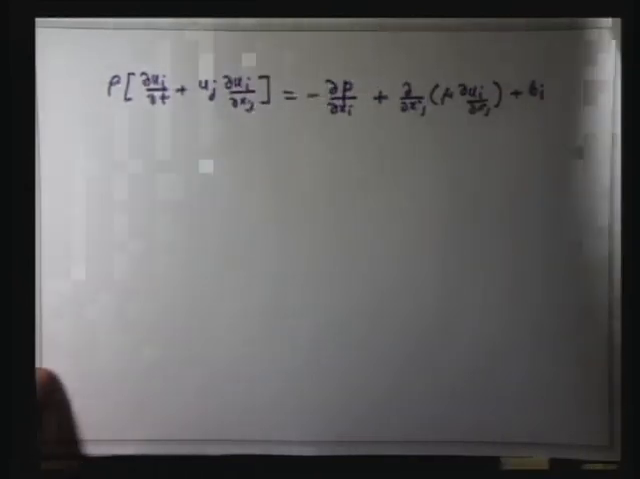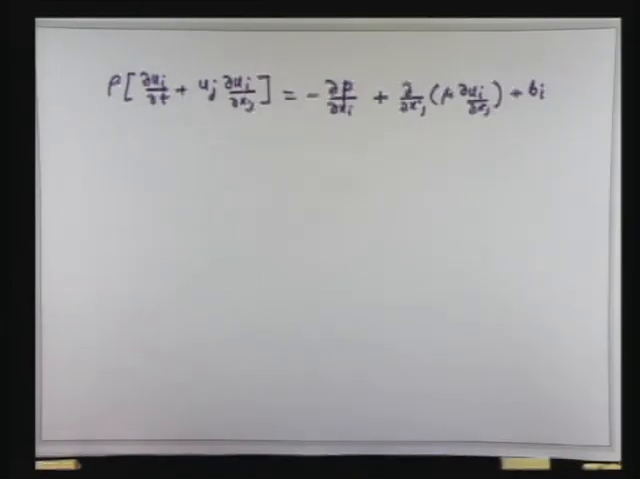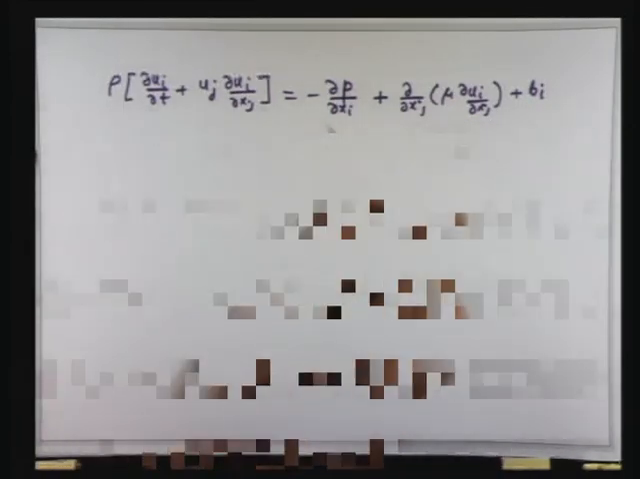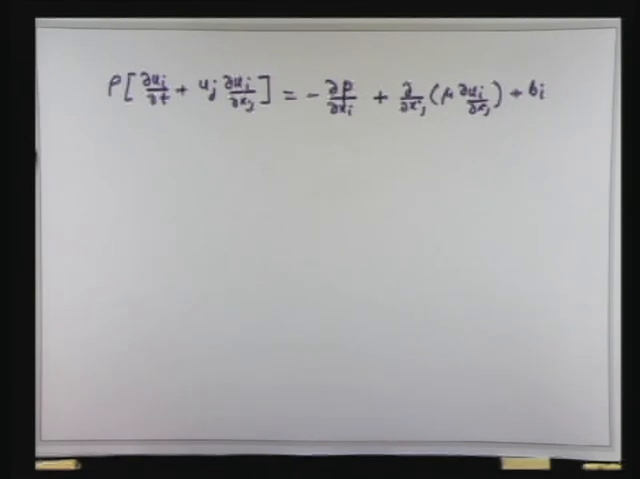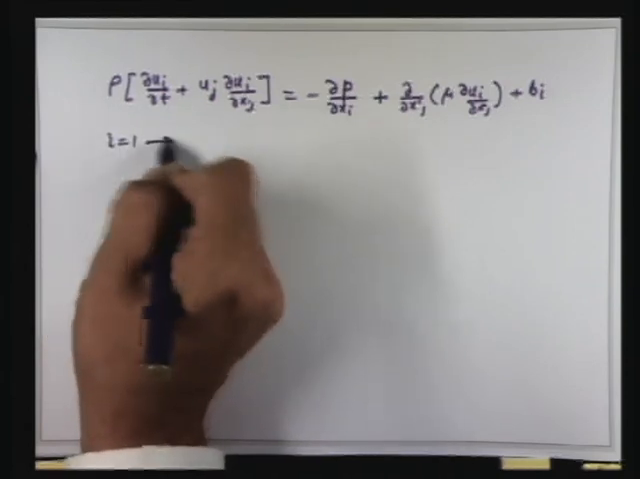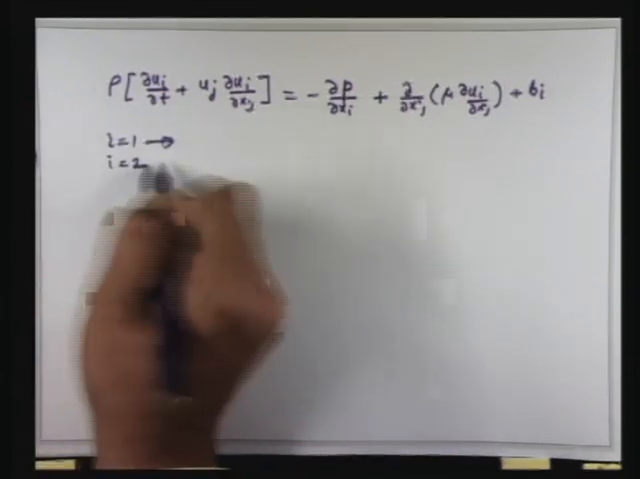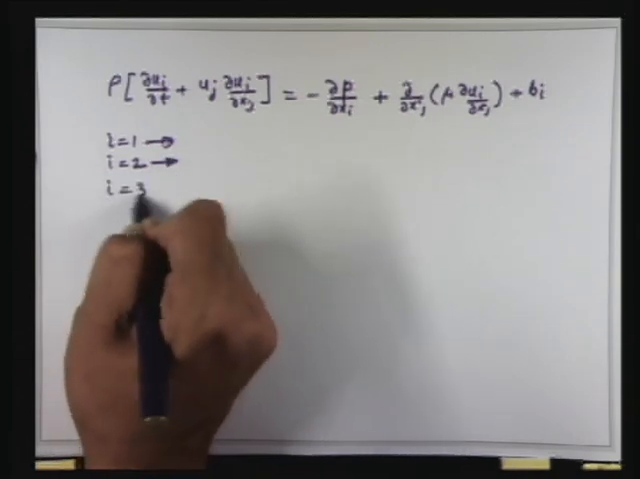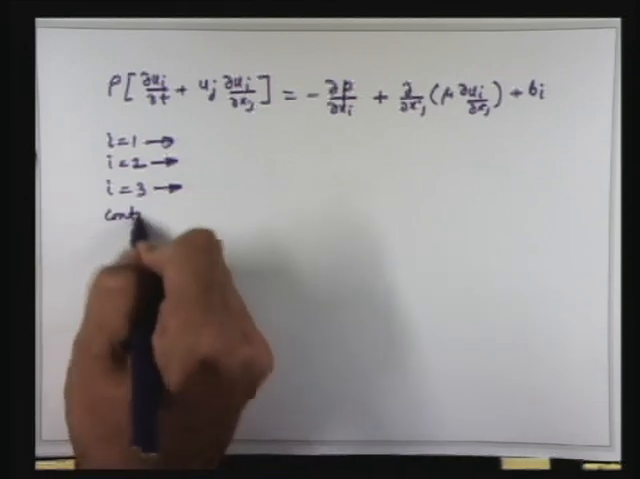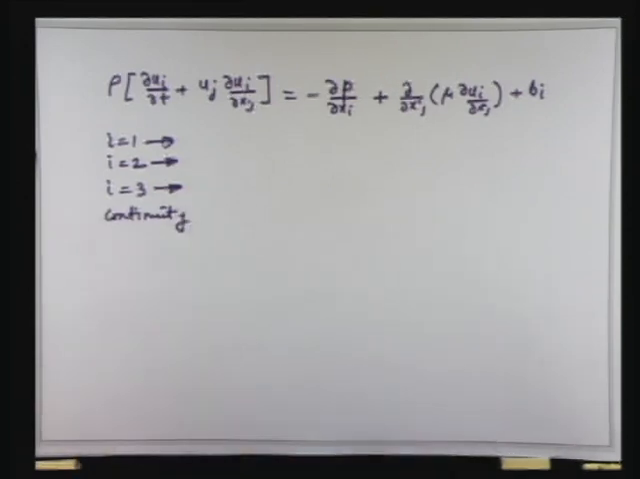So to summarize, let us now see how many equations and how many unknowns we are having. This has three components. I equal to 1 will be the x component, I equal to 2 will be the y component, and I equal to 3 will be the z component. So three components, plus you have the continuity equation. So you have four independent equations. How many unknowns are there?